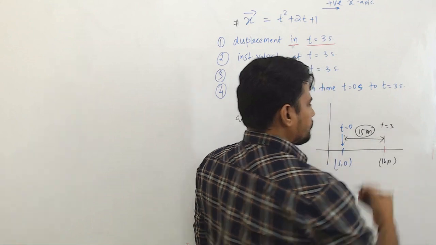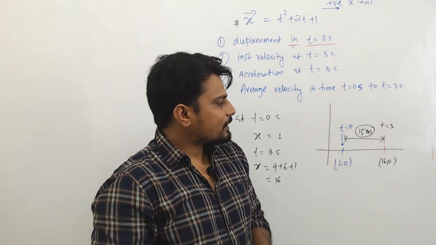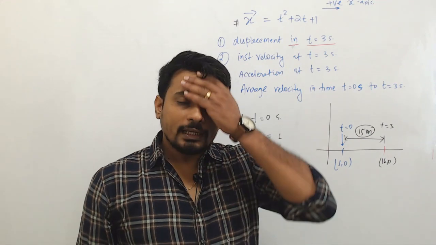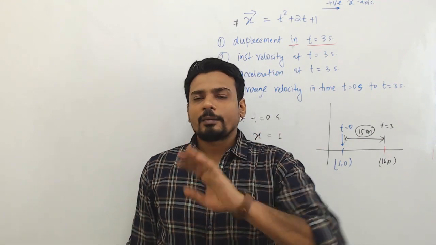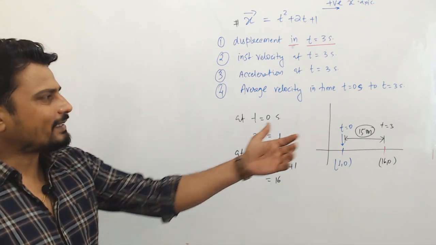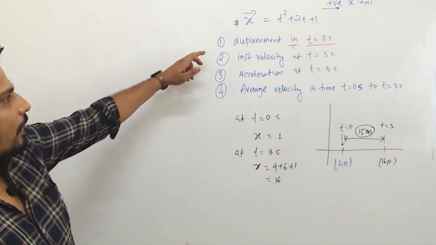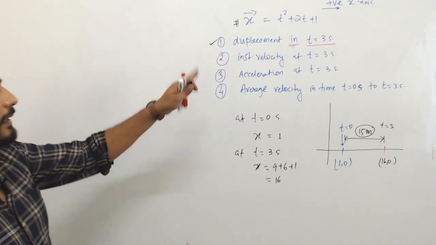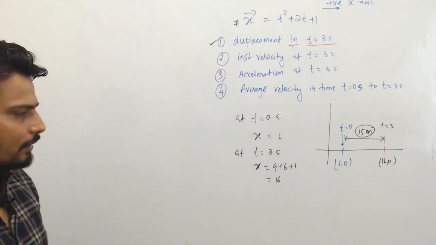At time t is equals to 3. So it is at a position which coordinate is given as 16, 0. That clearly indicates that the body has moved only for the 15 meter. So if you write 16, it is going to be wrong. So be just careful about that. Anyways, come to now number 2. So one we have finished. Come to number 2. Instantaneous velocity at time t is equals to 3 seconds.